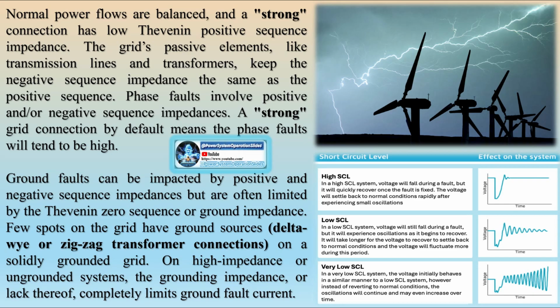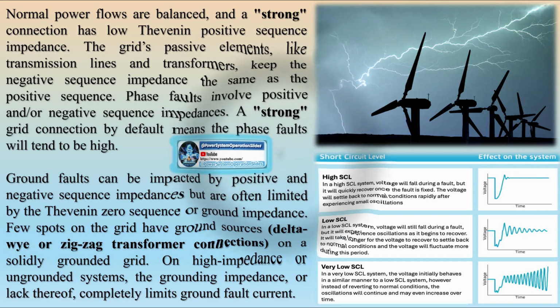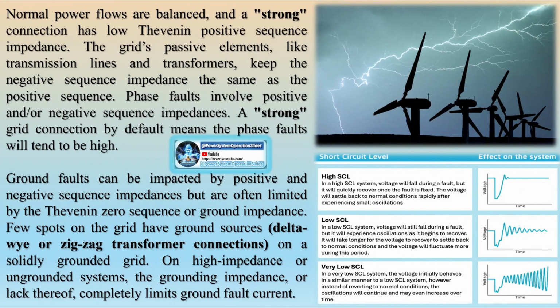Ground faults can be impacted by positive and negative sequence impedances but are often limited by the Thevenin zero sequence or ground impedance. Few spots on the grid have ground sources, delta-Y or zigzag transformer connections, on a solidly grounded grid. On high impedance or ungrounded systems, the grounding impedance, or lack thereof, completely limits ground fault current.